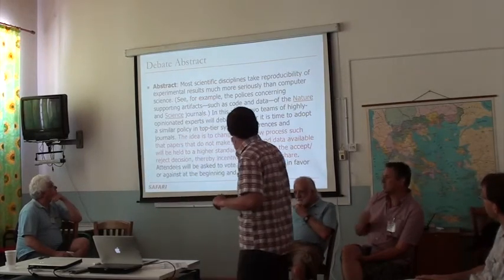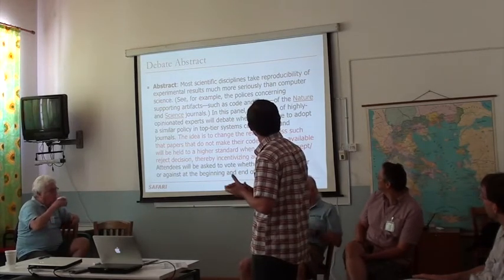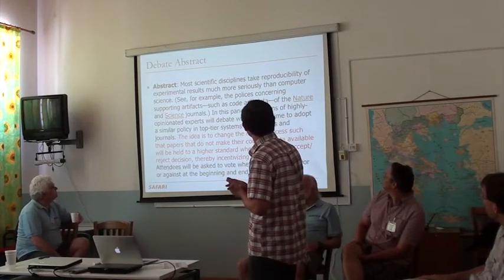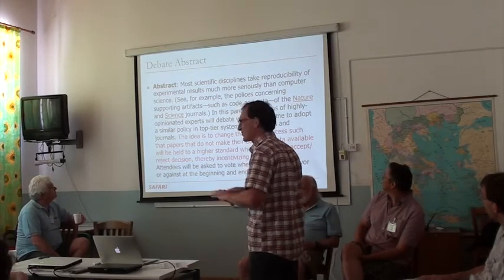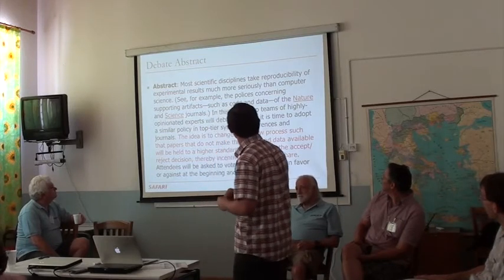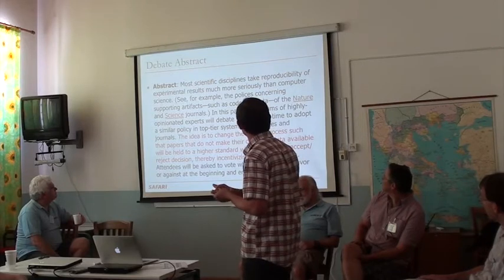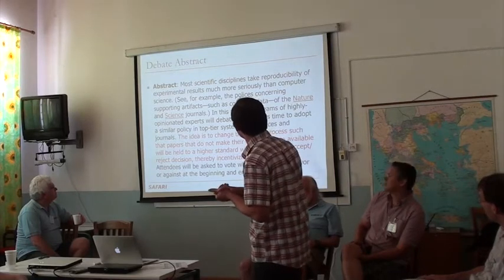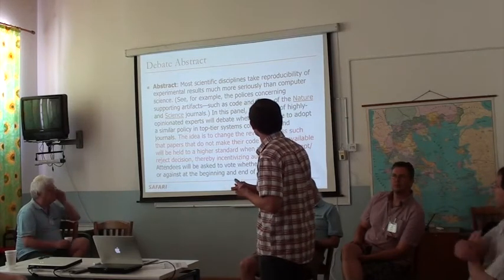And this was kind of the abstract. Most scientific disciplines take reproducibility of experimental results much more seriously than computer science. In this panel, two teams of highly opinionated experts, so that's a different setup, will debate whether it's time to adopt a similar policy in top-tier systems conferences and journals. The idea is to change the review process such that papers that do not make their code and data available will be held to a higher standard when making the accept-reject decision, thereby incentivizing authors to share.